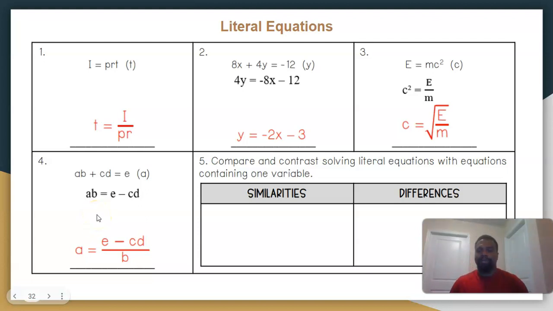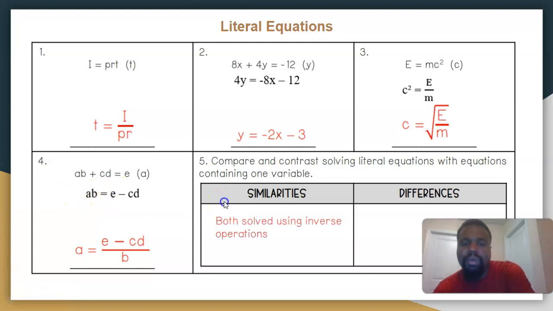So if I compare literal equations with the one-variable equations we've been doing, the similarity is we still use inverse operations to isolate a variable. The difference is that with literal equations, you have variables in your solution. All right, you've got more than one variable. You're not actually solving the literal equation.